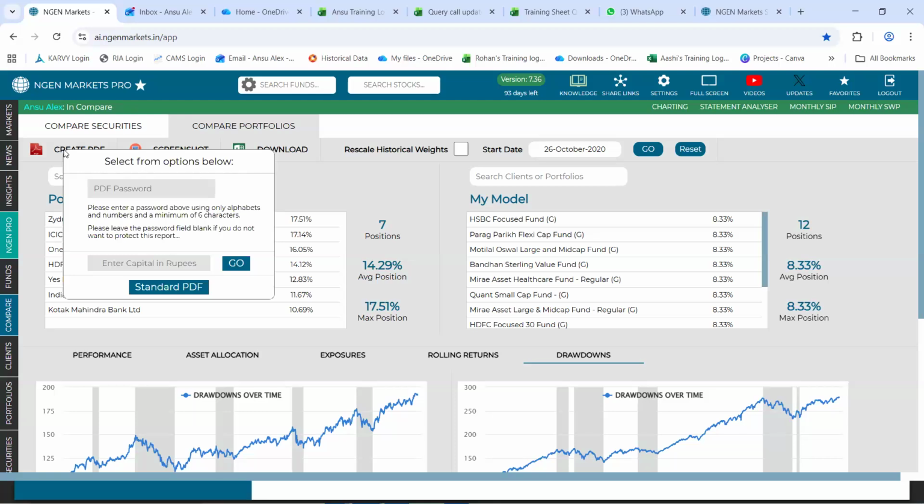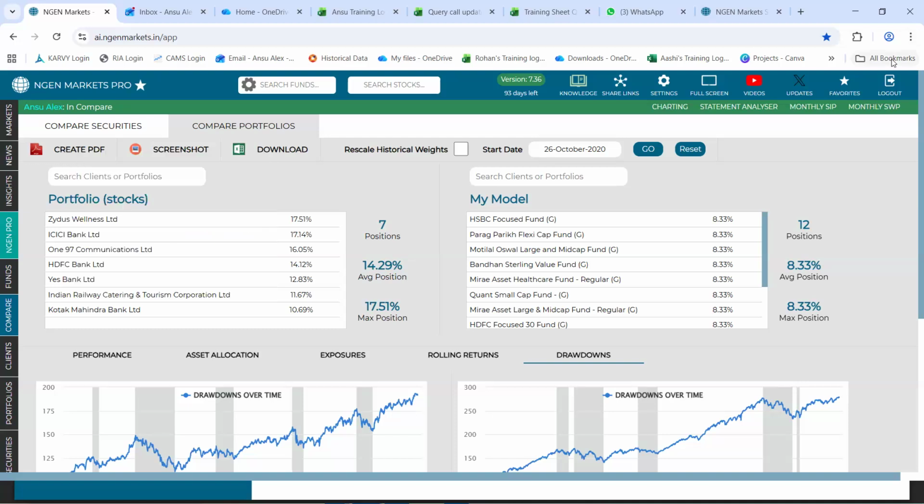Now, this analysis of two portfolios that you view, you could anytime generate a PDF out of as well. There are two types of PDF that you can generate. One is a standard PDF, and the second is an amount based PDF. You can also refer to this as an actionable proposal. So you can input, let's say, your client's AUM into this section and just click on go.